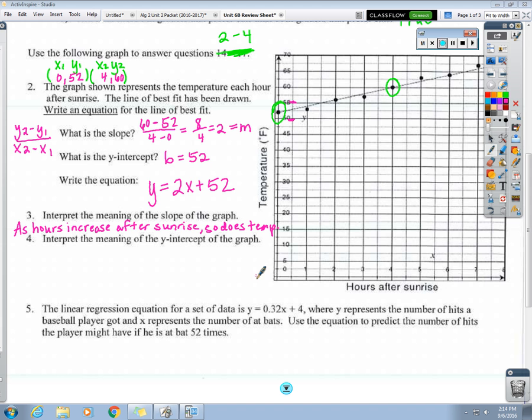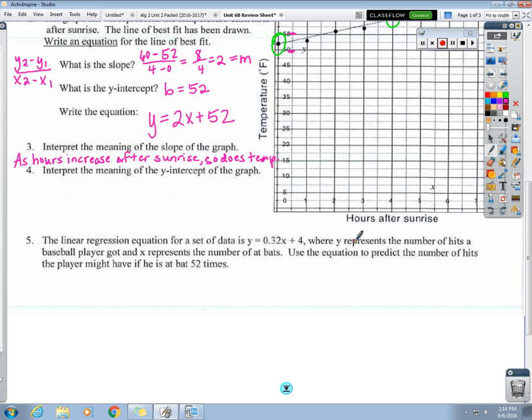Okay, interpret the meaning of the y-intercept of the graph. Well, what is the y-intercept? But 52 what? Degrees. So, and what does that mean if that happened at 0 hours? Well, before sunrise, it was 52 degrees, right? Because 1 hour after sunrise, it was already up, it looks like maybe about 53 degrees. So before sunrise, it was 52 degrees.